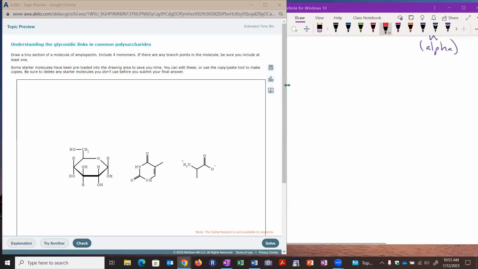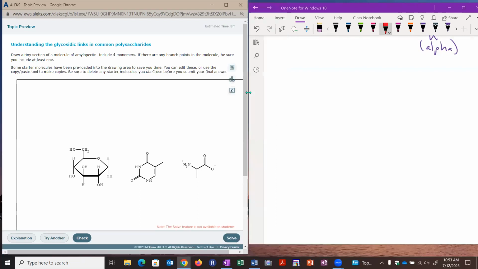All right, so in this one, it's asking you to take a look at polysaccharides, and in this case, it's asking you to draw a tiny section of the molecule amylopectin, right? So we need to remember some of the characteristics of amylopectin, which is one of the components of starch.